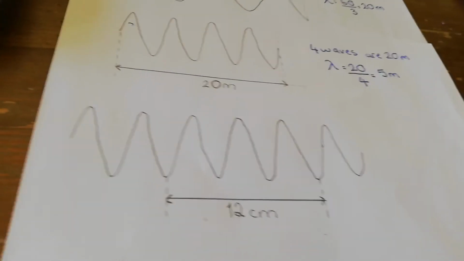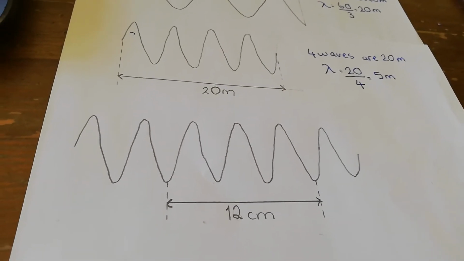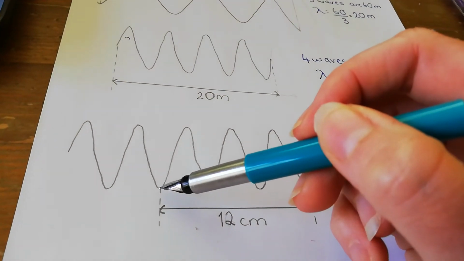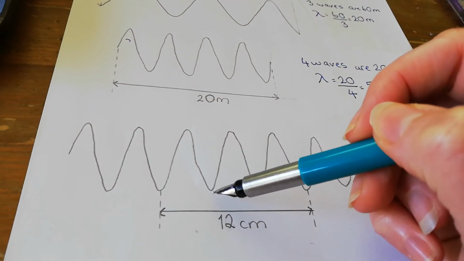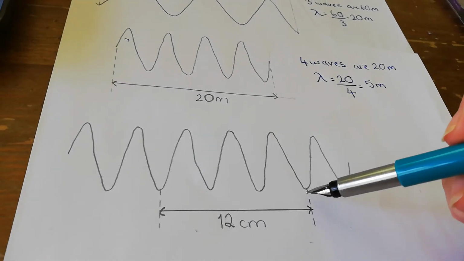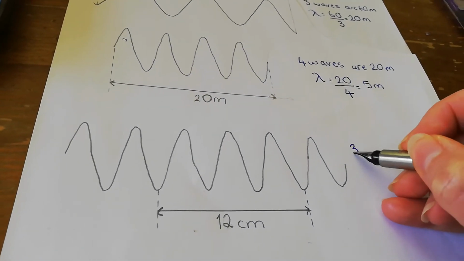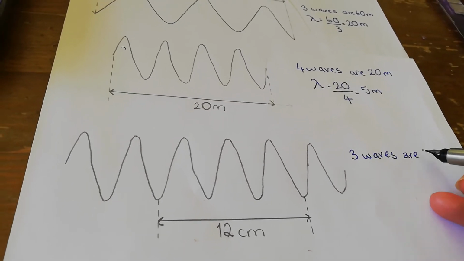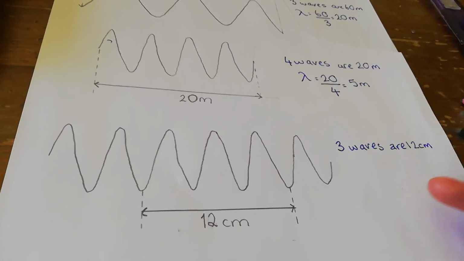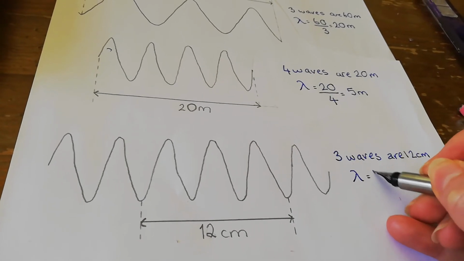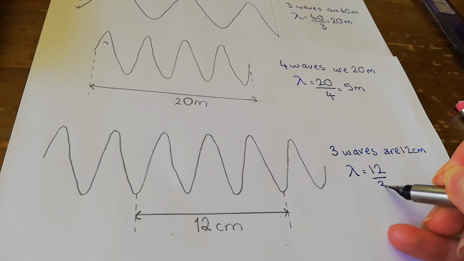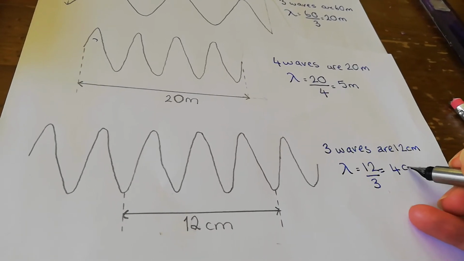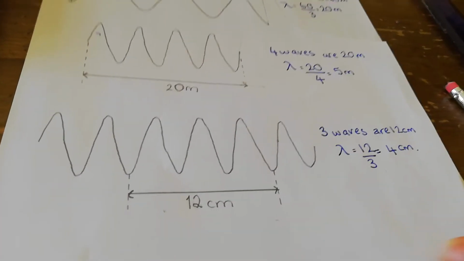Now, sometimes a question won't give you the full length of the waves. It will only tell you a portion, and that is what you're counting from and to. So here we've got 1, 2, 3 waves, and you can ignore the rest. 3 waves are 12 centimeters in length. So that means the wavelength of 1 wave is 12 centimeters divided by 3, because the 12 centimeters is shared by the 3 waves, and that gives us 4 centimeters.